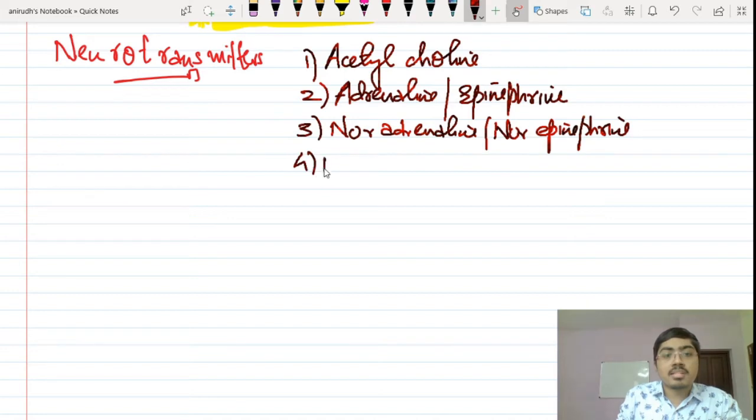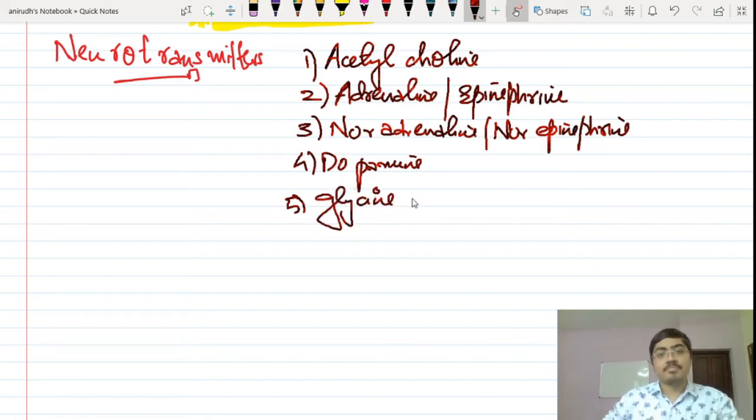Okay. Fourth one is dopamine. Fifth one will be, say, what is the dopamine? Okay, you can talk about glycine now. This is an amino acid. You might be wondering, okay, acetylcholine is okay.